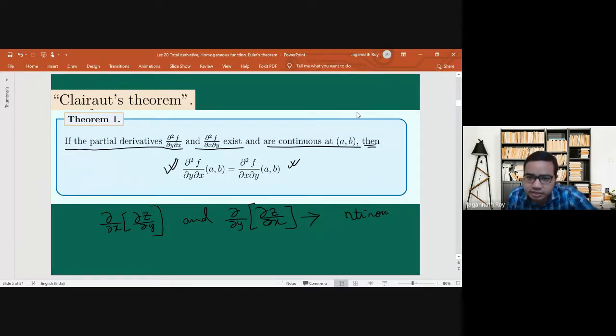First of all, they will exist. The limits should be the limits. This limit should exist. Okay, this limit should exist. Okay, first criteria.